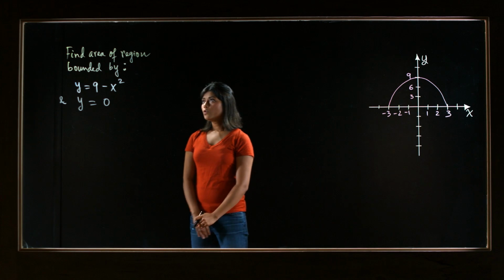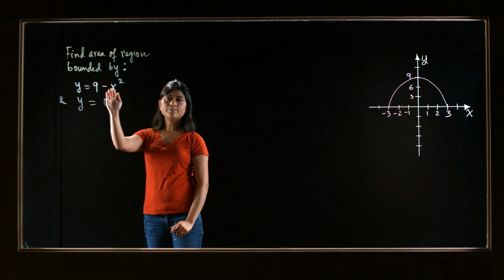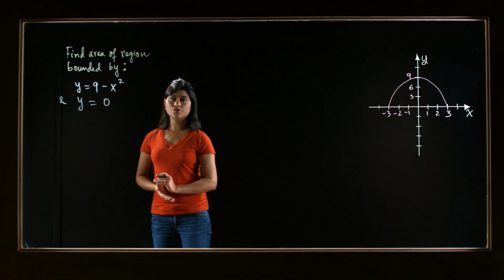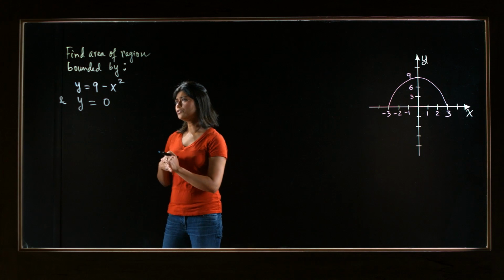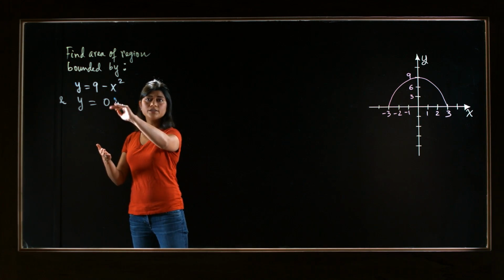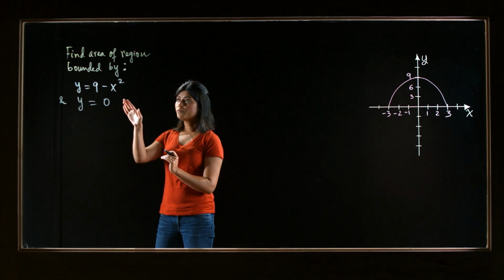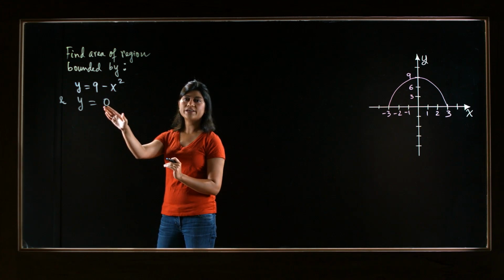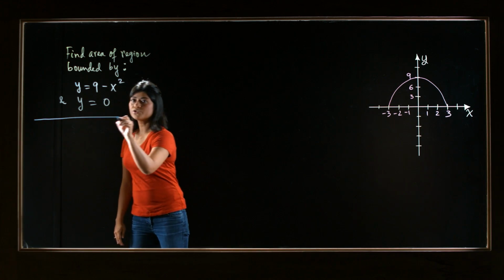In this problem, we have to find the area of a region bounded by y equals 9 minus x squared and y equals 0. And we have to use a double integral to find the area. Now notice, since it's a region bounded by these two graphs, the first thing we should do is figure out the points of intersection of these two graphs. So how do we compute points of intersection?